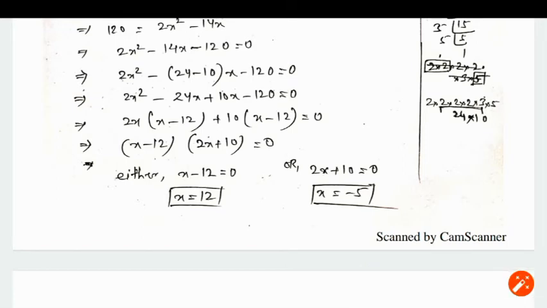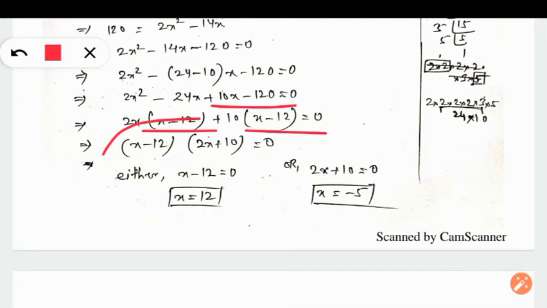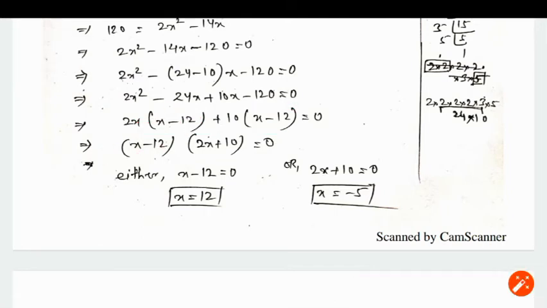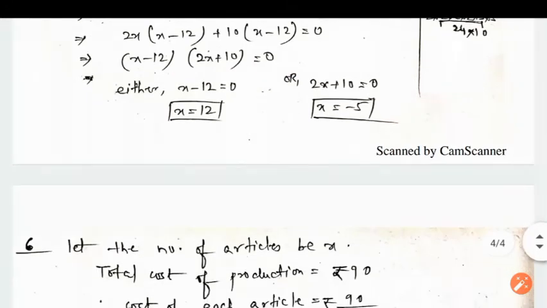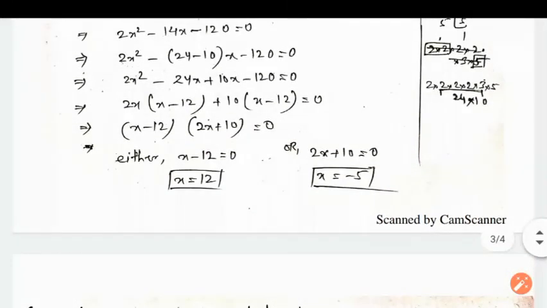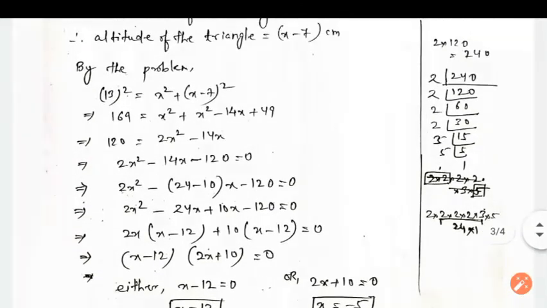Now from these two terms, which one is common? I think 10 is common. So x minus 12 is left. Now x minus 12, both this one is common. So x minus 12 in one bracket, and what is left? 2x plus 10 is left, I think. So do either or, you will get x. So x is 12 and x is minus 5.